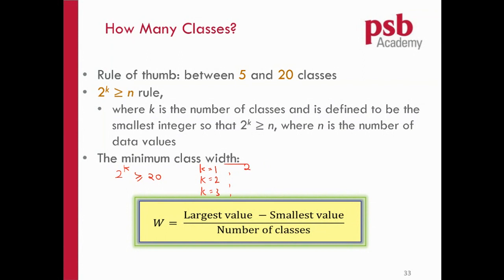When k is 1, 2 to the power of k will be 2 to the power of 1, right? How much is it? 2. When k is 2, it will be 2 to the power of 2. 2 to the power of 2 means 2 times 2, which gives you 4. 2 to the power of 3 gives you 2 times 2 times 2, which is 8. Okay, now continue. 2 to the power of 4, you get 16. 2 to the power of 5, you get 32. Okay, you can just multiply by 2.